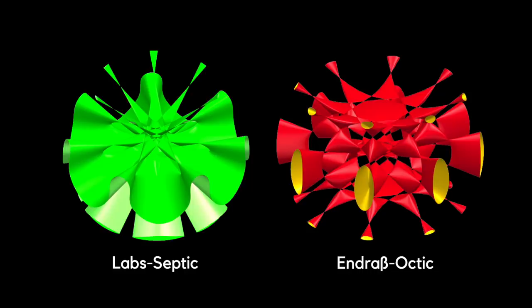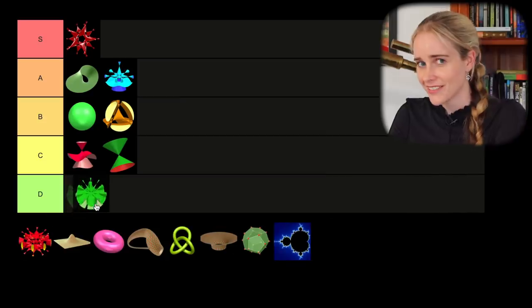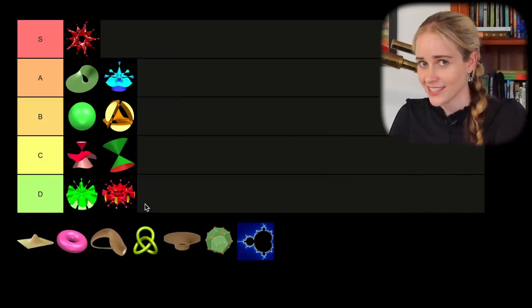These are the Lab Septic and the Endras Octic. These currently hold records for 7th and 8th degree polynomials, although these records haven't been proven to be unbeatable in the way that our other record holders were. For the Bath sextic, we've proven that you can never have more than 65 singularities, but for this septic and this octic, it's very feasible that someone might be able to find a shape which will beat it. For that reason, they're both going to be banished to D tier.